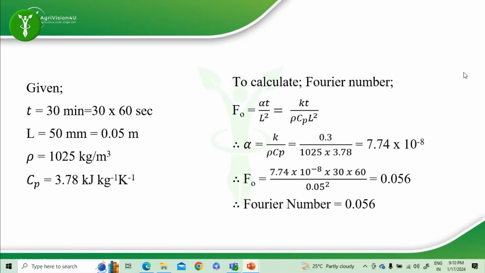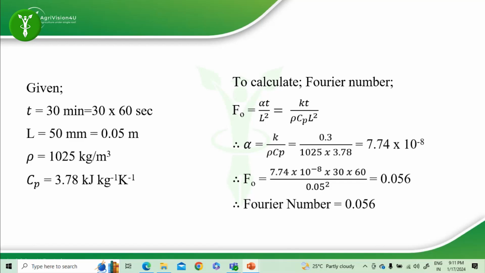Now we are supposed to calculate the Fourier number. So what is the formula to calculate the Fourier number? Fo is equal to alpha t by L square.